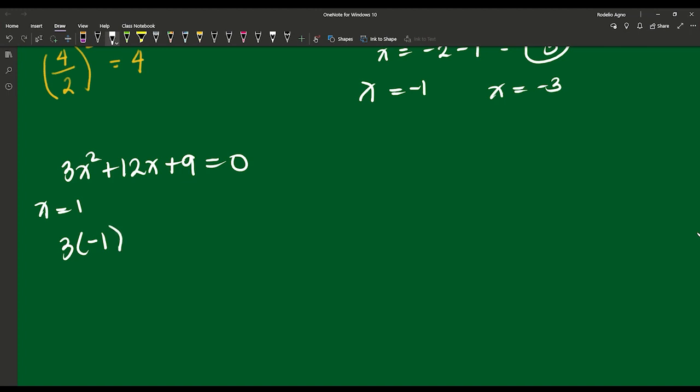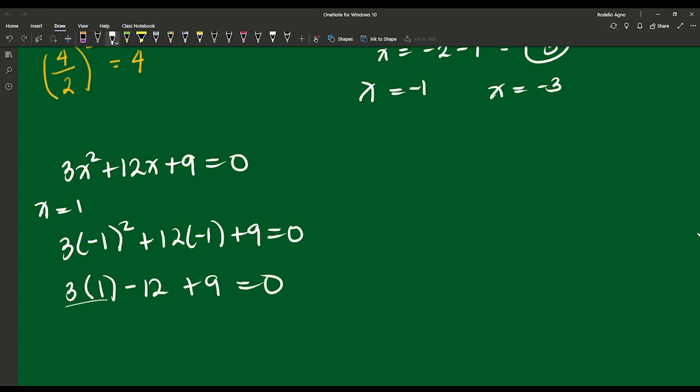3 times negative 1 squared plus 12 times negative 1 plus 9 equals 0. So, dito, 3. Negative 1 squared is negative 1 times negative 1. And 12 times negative 1 is negative 12. And then, plus 9 equals 0. So, ito, 3 lang yan. So, 3 minus 12 is negative 9. Plus 9, very obvious, equals 0. Okay? Hindi natin nalagyan ng question mark to.